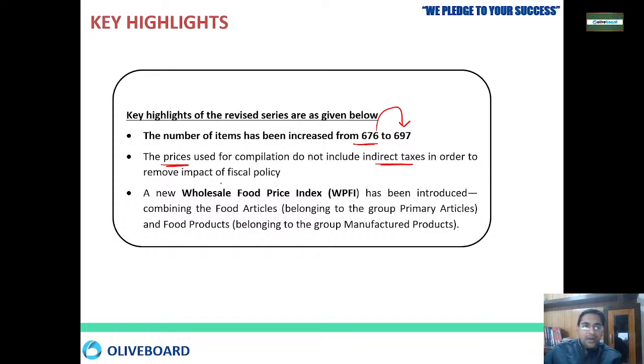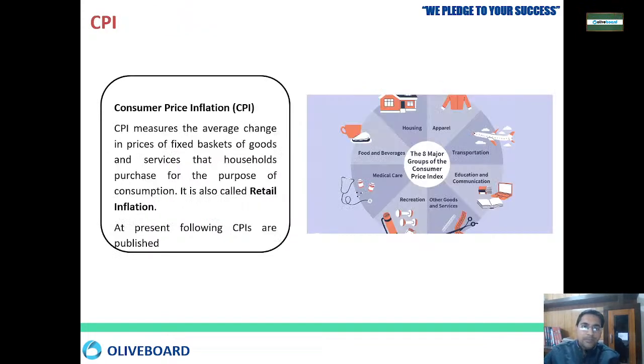Now we have one more index, that is called the wholesale food price index, where we are only matching the food articles, only food articles, that is, the wholesale price of the food. Those food articles which belong to the primary articles, and food products which are there in the manufactured products. All the food products, whether they are manufactured or present in the primary articles, we are creating a separate index for those. So that is for the wholesale.